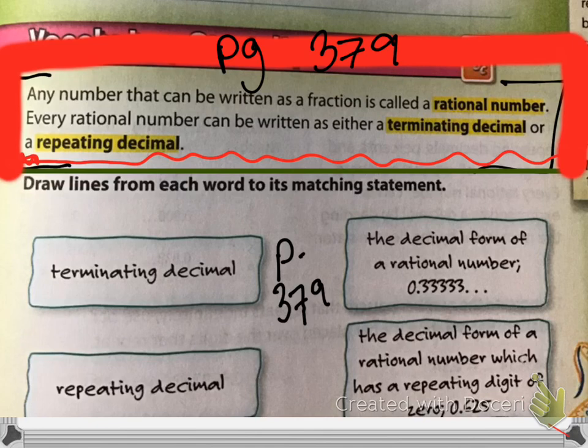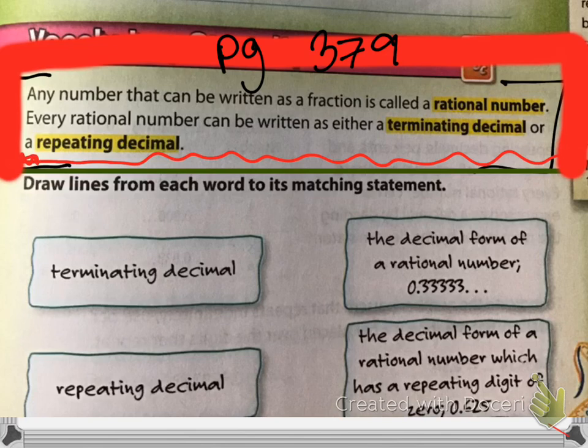What does the word repeating mean? Pretty easy. Angelo? Yeah, it keeps going, right? It happens more than once. It keeps going. What about terminating decimal? What does terminating mean? Sophia? It stops, to end. Like if you terminate something, you end it.